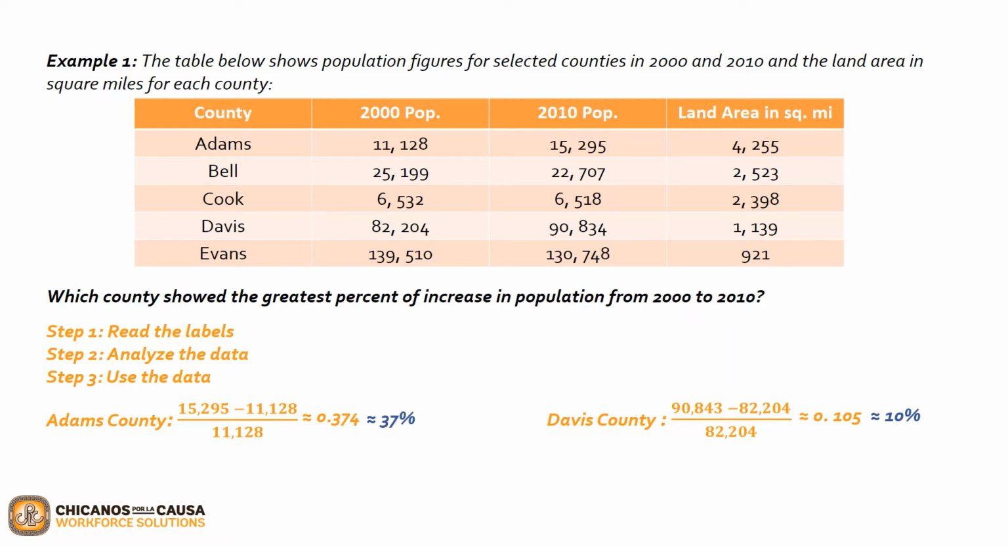Now, if we compare 37% to 10%, we can see that Adams County had the largest or greatest percent of increase in population from 2000 to 2010.